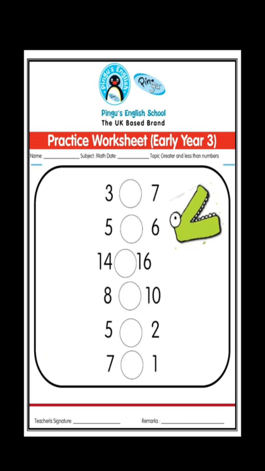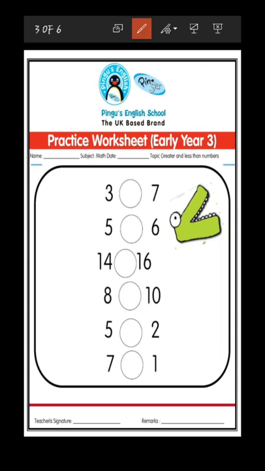Number 3 is less than 7 and 7 is greater than 3. So Mr. Alligator will open his mouth towards the greater number. So 7 is greater. Next, 5 is less than 6. 6 is greater than 5. So 6 is greater. So Mr. Alligator will open his mouth towards number 6.